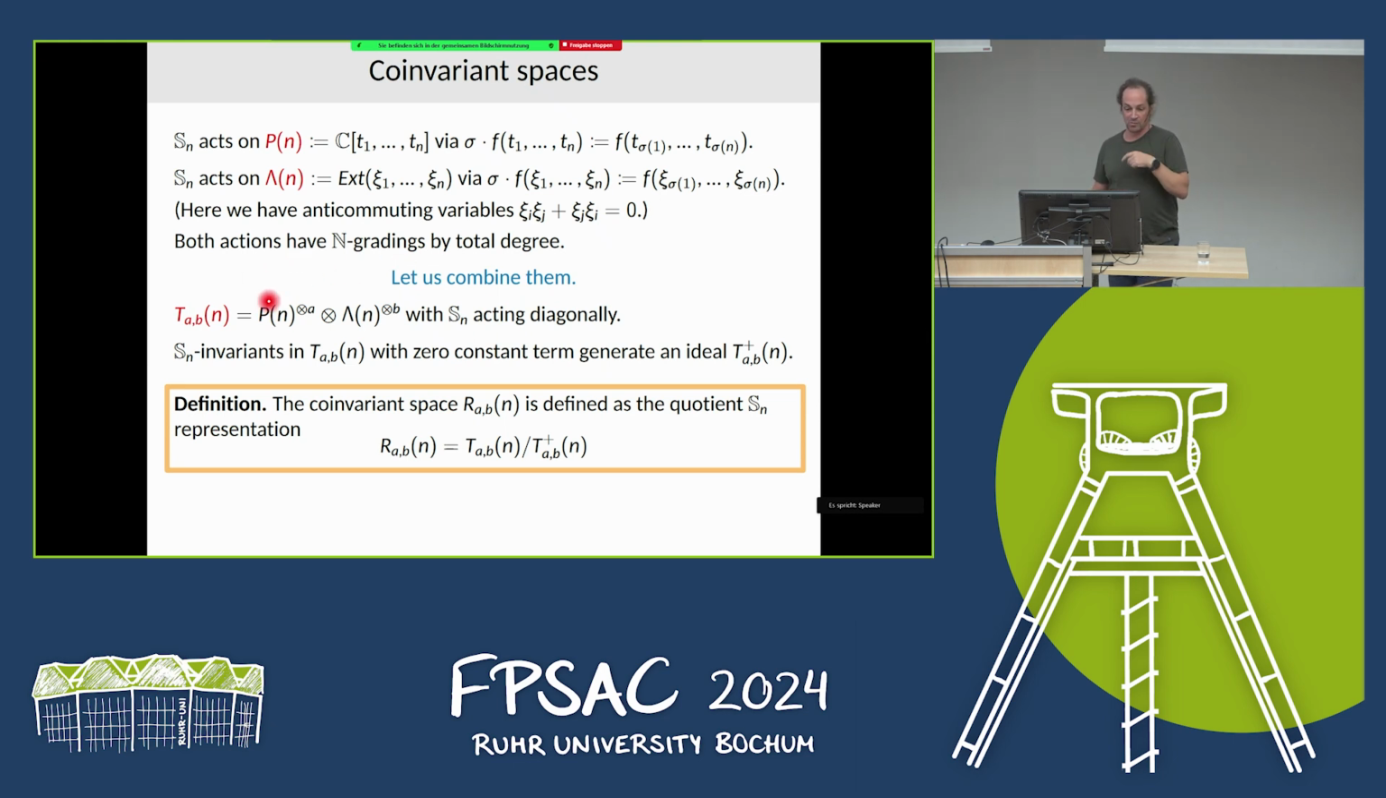And then you can combine them by just doing tensor products of all of this, with A copies of one and B copies of the other one. And then you have a nice space. This one is fairly well understood. And it's also infinite dimensional. I want finite dimensional. And now what you do is taking the invariants and looking at the ones with a zero constant term, looking at the ideal that they generate, and then taking the co-invariants. So you quotient by this ideal here. And then in general, you get a finite dimensional space, which is these generalized co-invariant spaces.